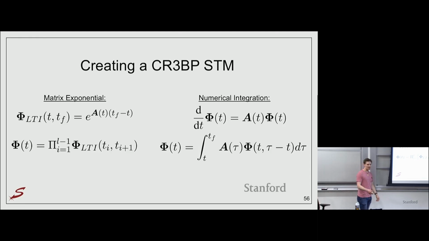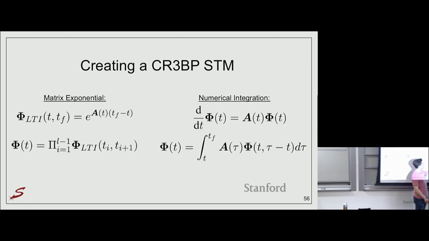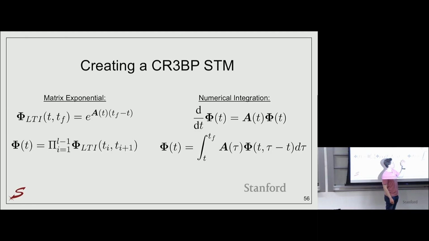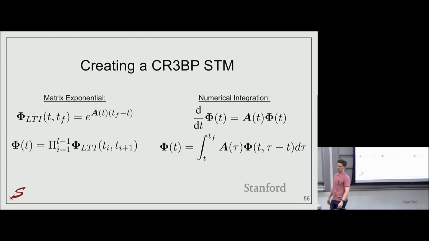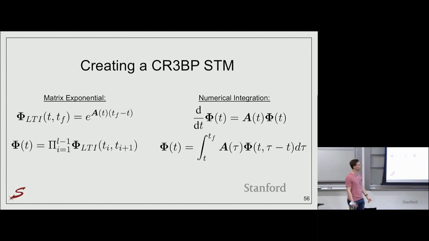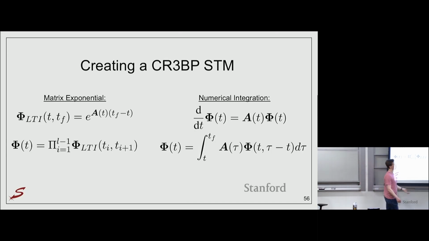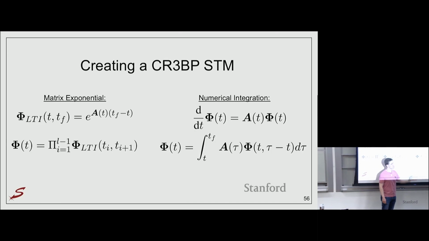In contrast with that, we can just say, well, we're going to throw some numbers at it and numerically integrate it. We know how the STM changes over time. It's simply the plant matrix. And so we just numerically integrate it, where the initial choice of the STM is just the identity matrix, because at the beginning there's no change from the initial state. But this is far more computationally intensive, so we don't want to do it.